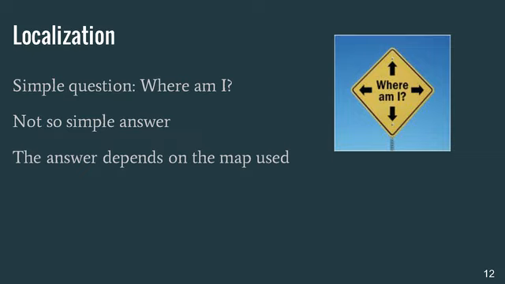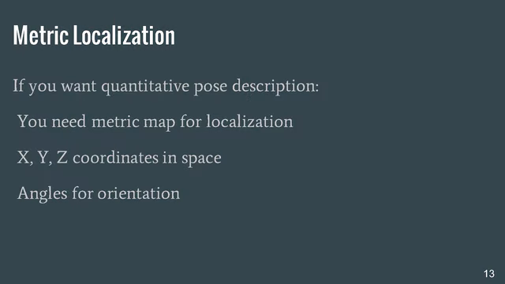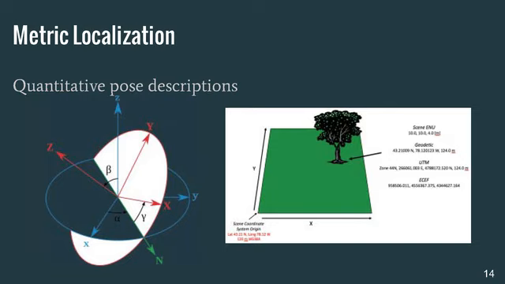So what is localization? We just went over it. Specifically, it's the question of where am I? For any system to work, the robot needs to know where it is on a map. This is not so simple of an answer. Metric localization, as was said before, is quantitative. So how many meters are you from this wall or from your origin? What's your orientation in degrees? And here's some examples of that. You can convert between coordinate frames really easily if you have metric.